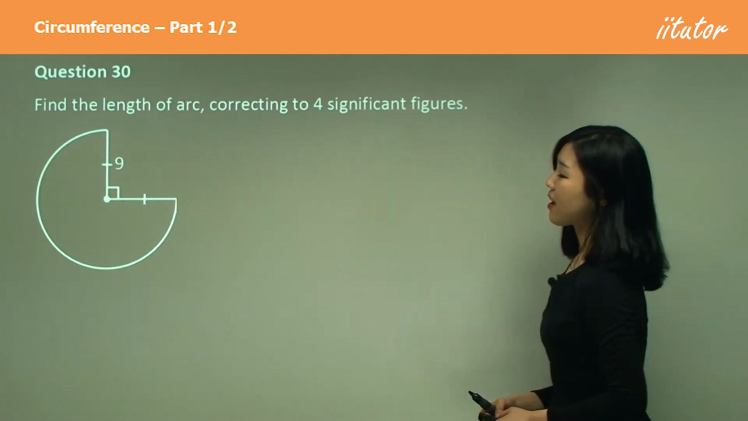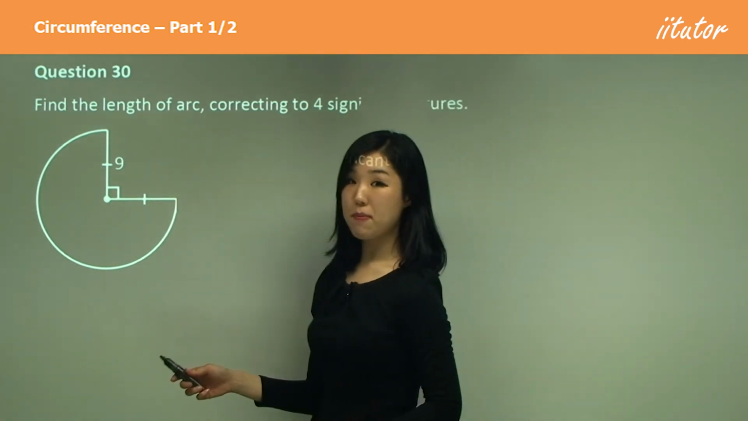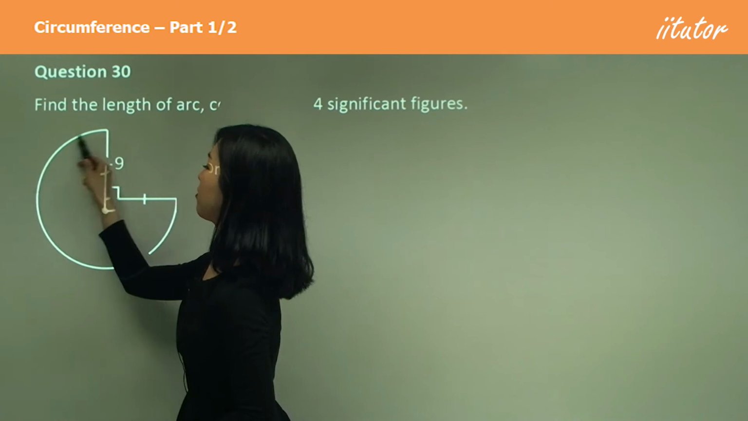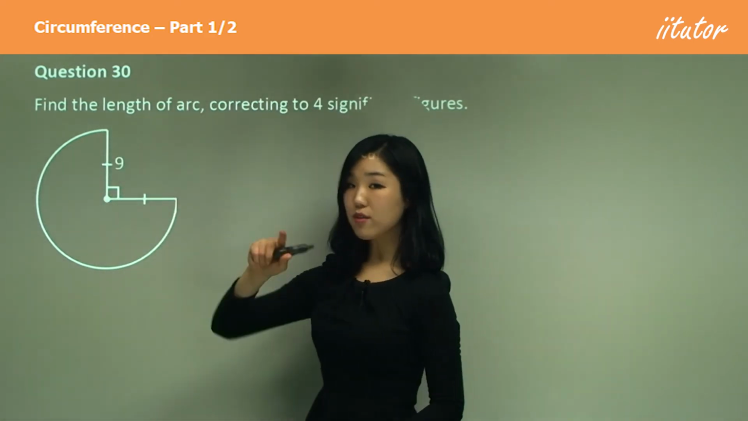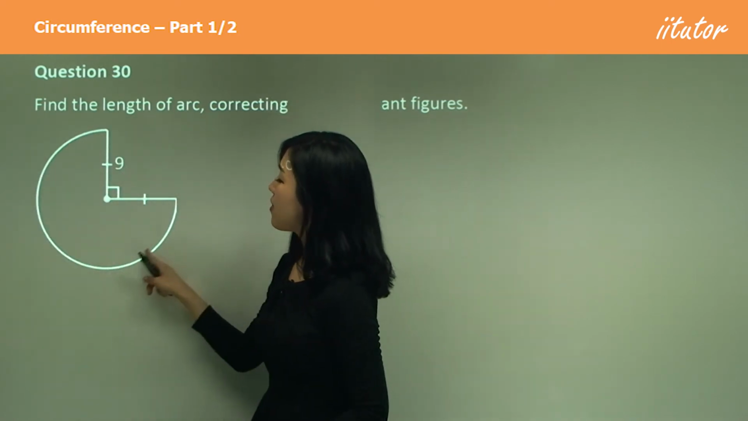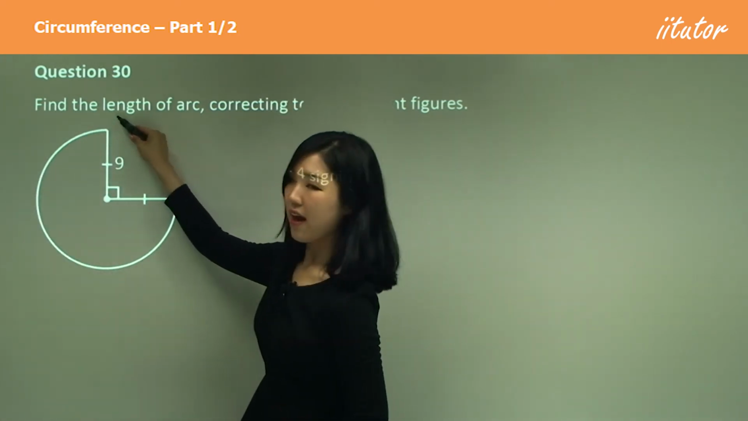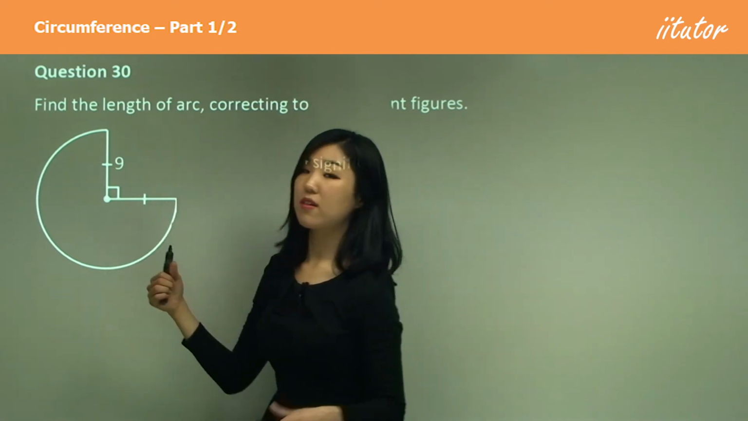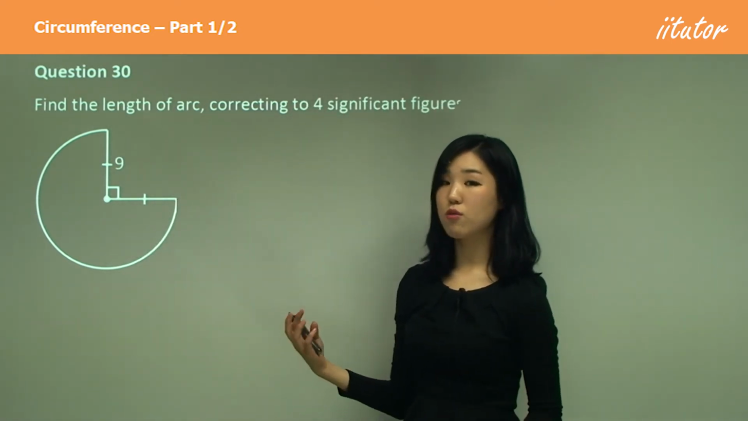Find the length of the arc. Okay, this time the arc is a little bit bigger. It's this whole thing. So the circular bit, the round bit, is always the arc. This part here is what we want. Now they give you that this length is 9. This is also 9. That's basically the radius, isn't it? So first of all, we know the radius.